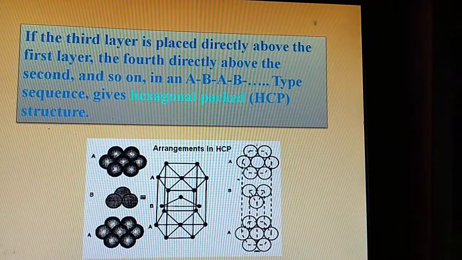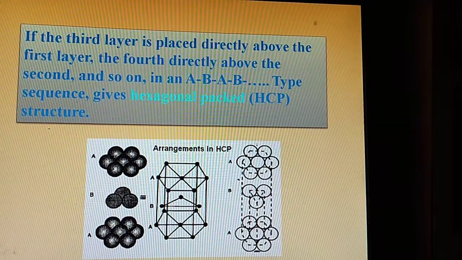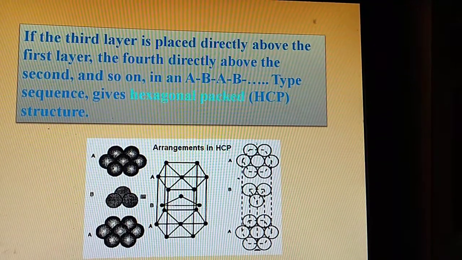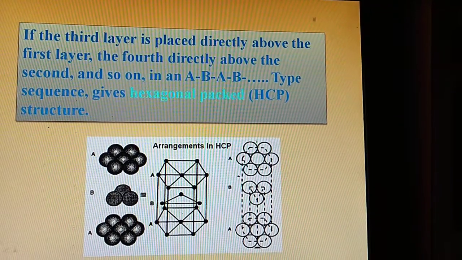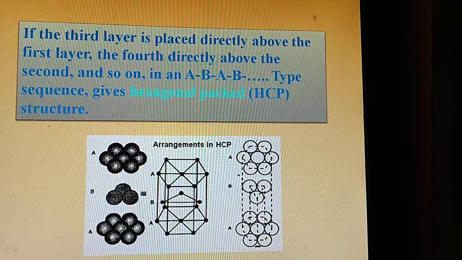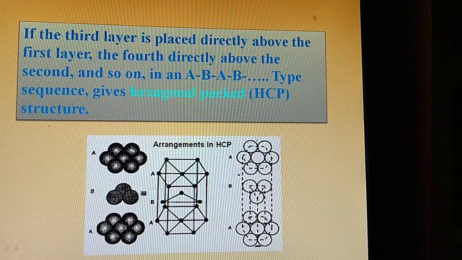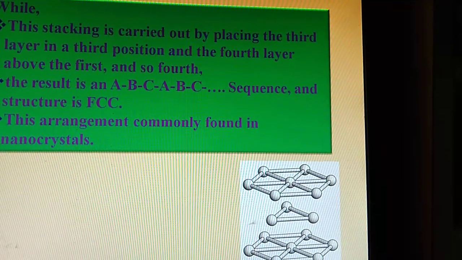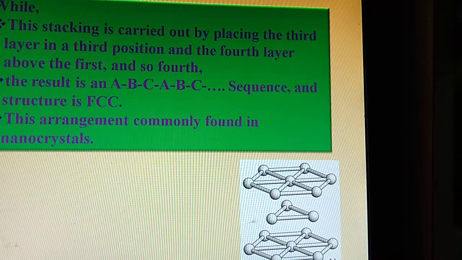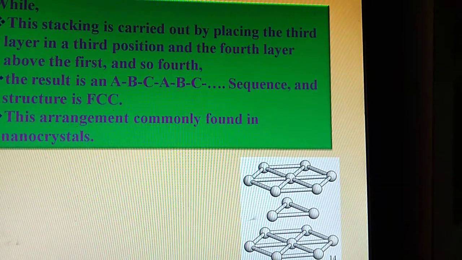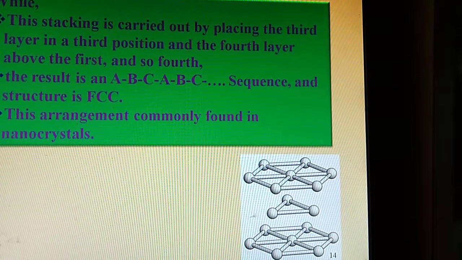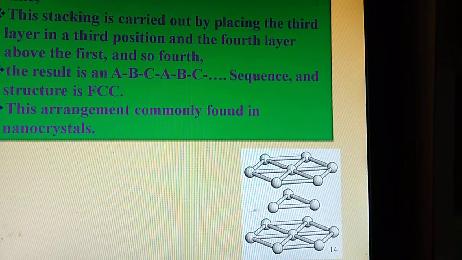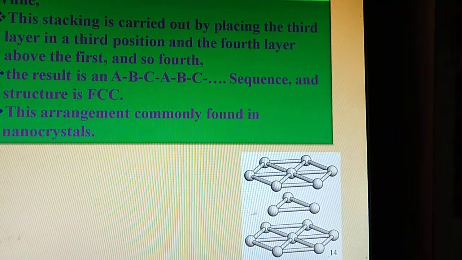The hexagonal close-packed structure consists of close-packed layers of atoms placed one above the other, with the atoms of each layer sitting in the depressions of the lower layer. In this way, we obtain the AB hexagonal packed structure. In the face-centered structure, the third layer is added to the stacking sequence AB in such a way that its atoms are in positions corresponding to C. That is ABC, and this arrangement is commonly found in nanocrystals.